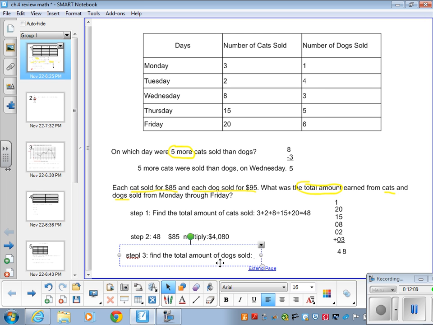How many dogs were sold on Monday? Good, 1. How many dogs were sold on Tuesday? Excellent, 4. How many dogs were sold on Wednesday? Excellent job, 3. How many dogs were sold on Thursday? Good, 5. And how many on Friday? 6. What do we have to do to find the total amount of dogs sold? Yes, we have to add. Let's add 6 plus 5 plus 3 plus 4 plus 1.